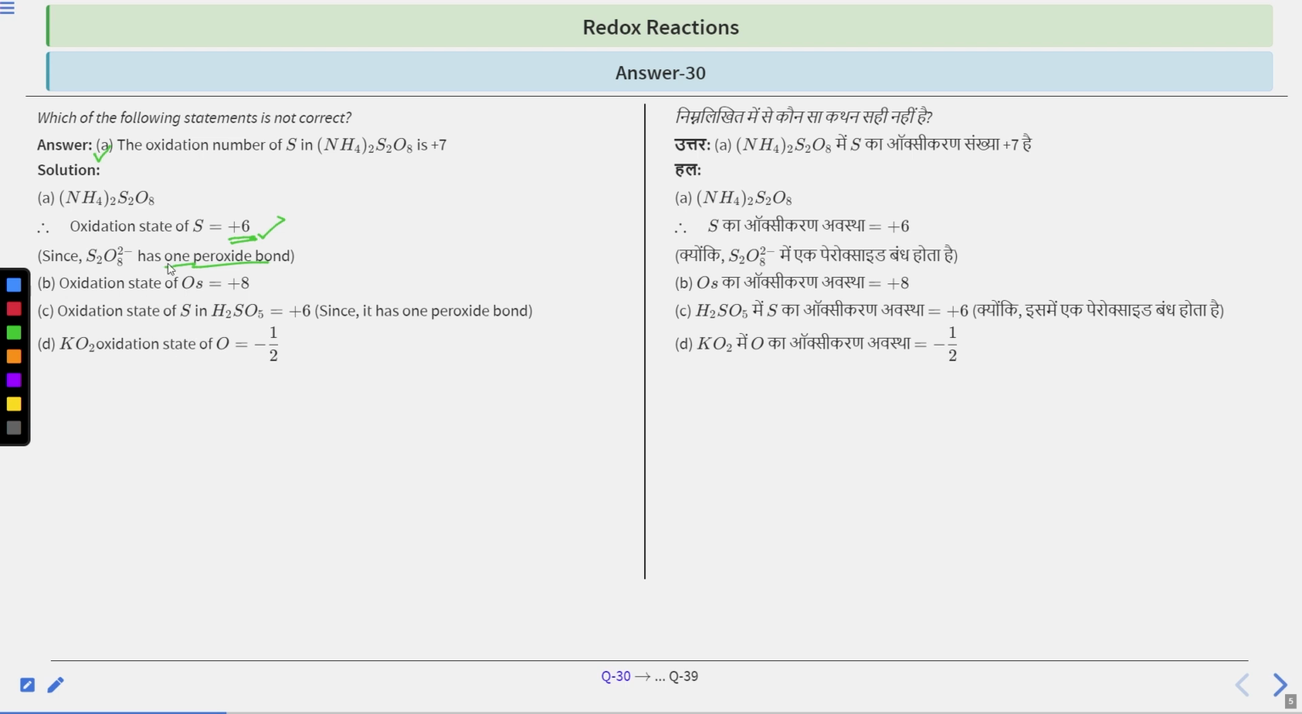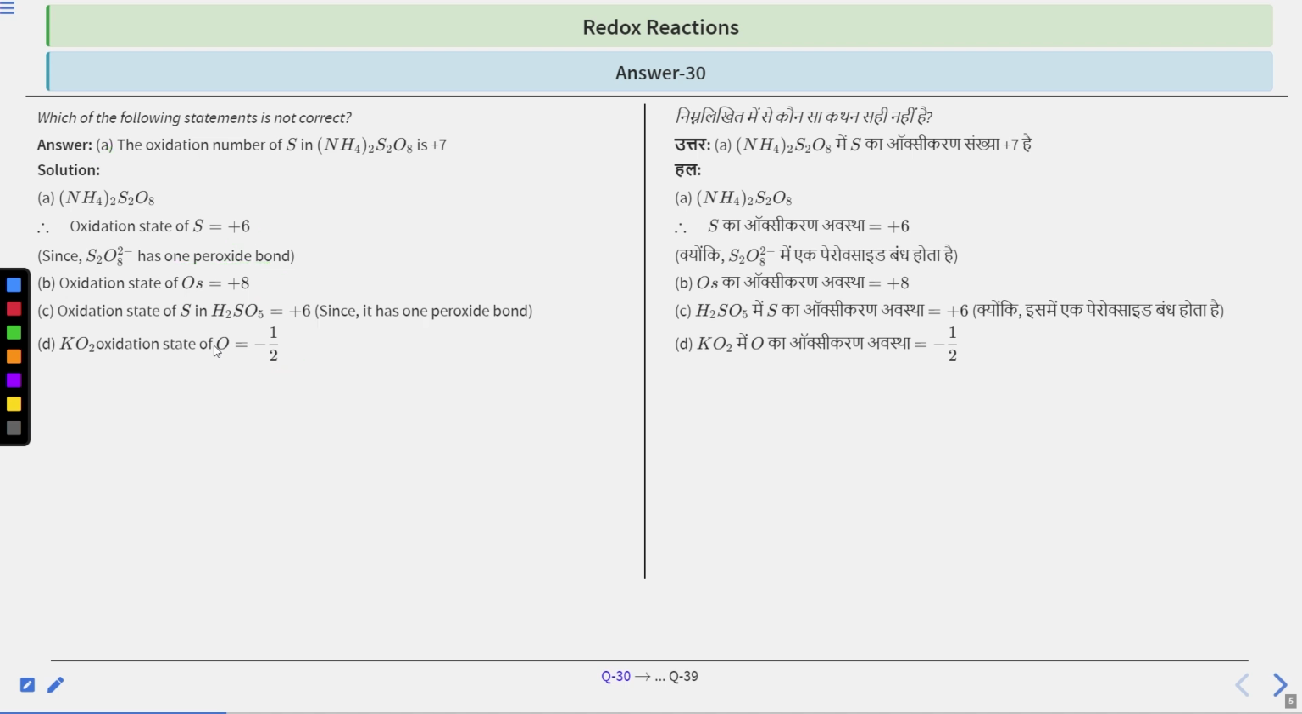While in option B, it is given that the osmium oxidation state will be +8, so it is right. In the third, we are given that the oxidation state of sulfur in H2SO5 is +6. This is also right since it has one peroxide bond in this case also. And in KO2, the oxidation state of oxygen is -1/2, so this statement is also correct. The only incorrect statement is in option A. The sulfur oxidation number in this compound is +7, which is actually +6. And thus option A is the correct answer.